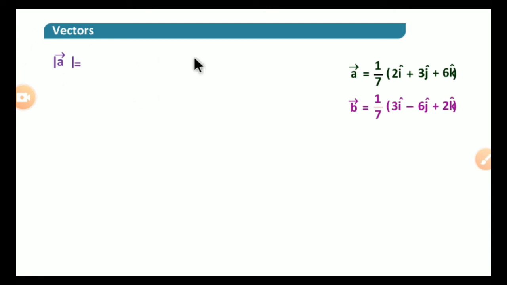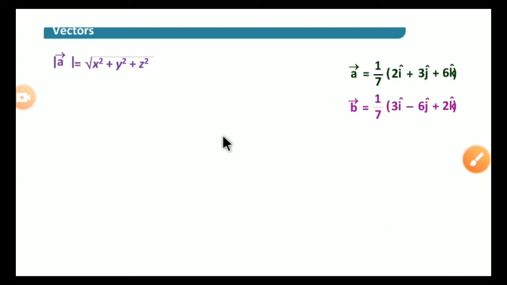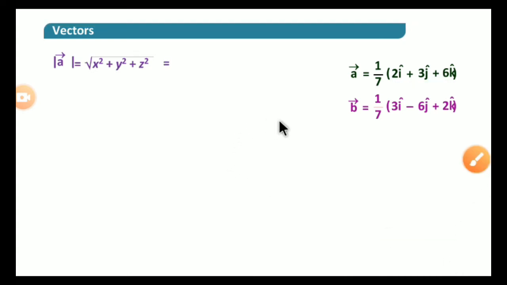So now we have to find the magnitude of vector A, which is equal to the square root of x square plus y square plus z square, where these are the components of vector A. So we have to multiply this 1 by 7 to all these terms, so it becomes 2 by 7, 3 by 7 and 6 by 7. Therefore, we can write the square root of 2 by 7 whole square plus 3 by 7 whole square plus 6 by 7 whole square.